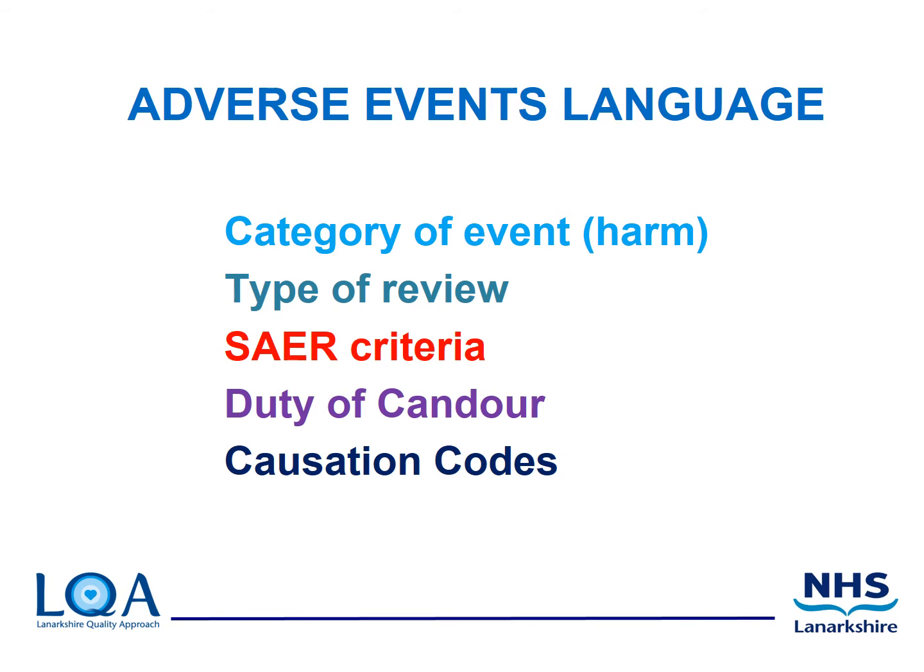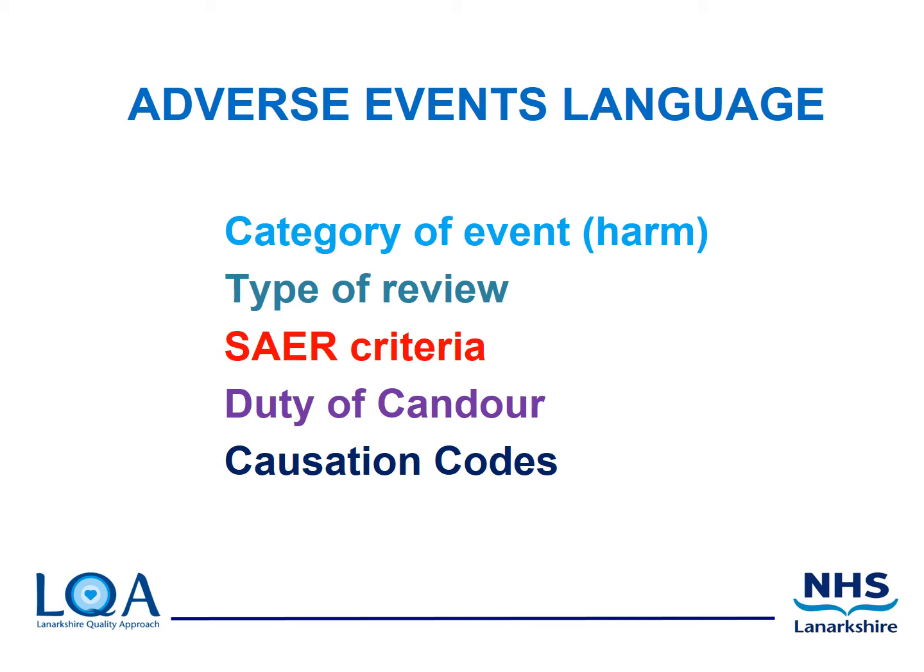So, the language used within the world of adverse events. We're looking at category of event. This will only describe the harm, for example, death, permanent harm, significant, serious, etc. Then the type of review used to carry out the investigation of the event, the highest level of review being your SAER. SAER criteria: if it's a Category 1 or possibly a Category 2 moderate adverse event, then this would meet the criteria for an SAER to be considered for commissioning.